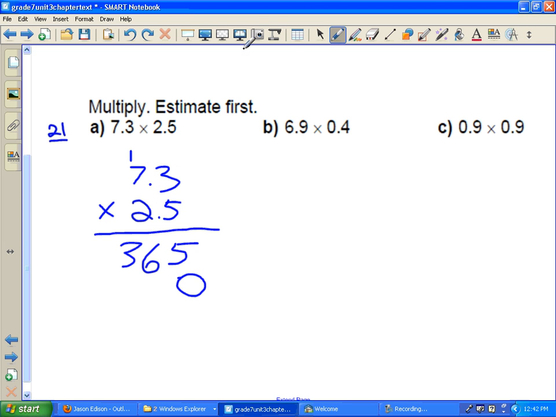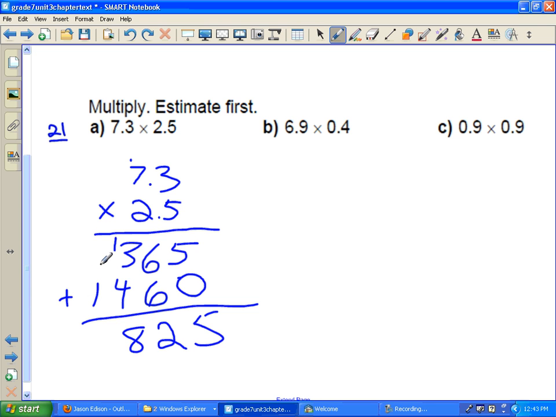Now, it's 2 times, let me get rid of that 1. So it's 2 times 3, which is 6. 2 times 7 is 14. Now I can add it up. 5 plus nothing is 5. 6 plus 6 is 12, so put the 2 there and carry the 1. 3 plus 4 is 7, plus 1 more is 8. And then nothing plus 1 is 1.